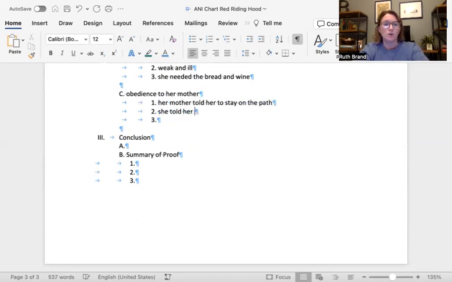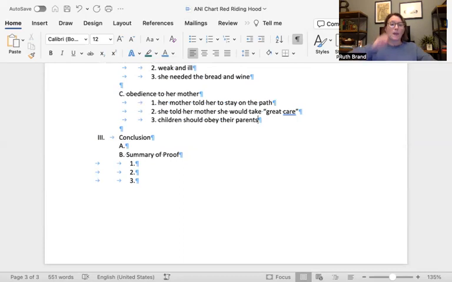She told her mother she would take, and in the story it says, "great care." So I'm going to put that in quotes. And then the third one was children should obey their parents. And these are sentences. I'm not even worried about my punctuation right now. I think it was the Bible, right? The Bible tells children to obey their parents. Okay, I can make a sentence out of that.